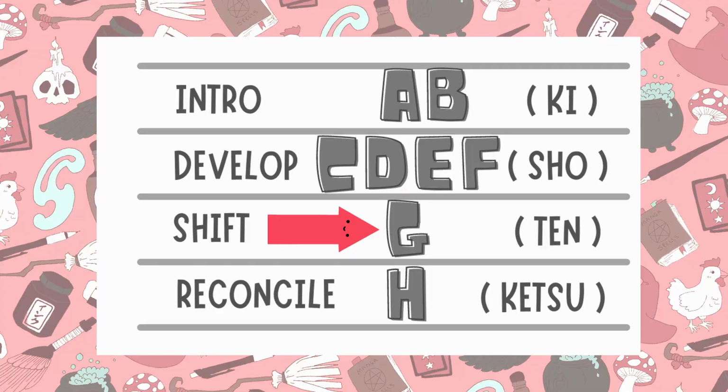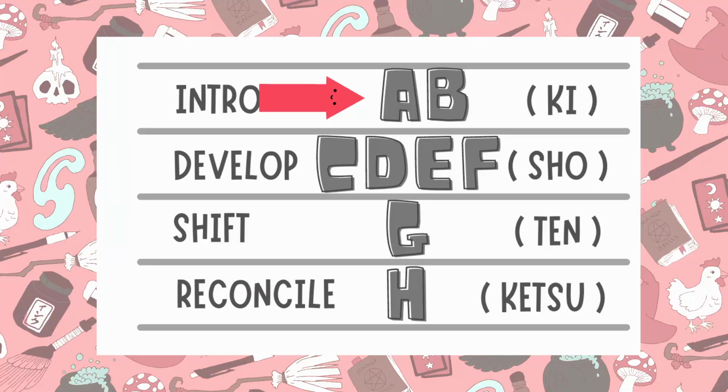And just like Kisho Tenketsu, you can use this thing like a fractal over and over in different sections. It can be in different moments, scenes, the overall story. You can use it back to back. It's up to you. It's fun to play with. If I was to drop this into Kisho Tenketsu, I would make G the twist, or ten, H the resolution, or ketsu, then see how ki and sho work with the rest.